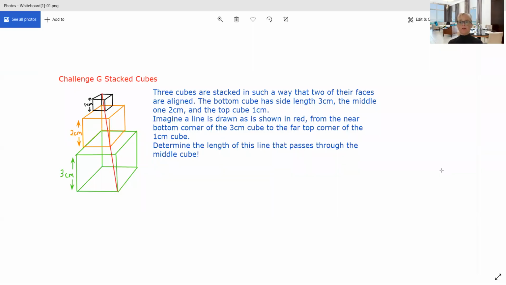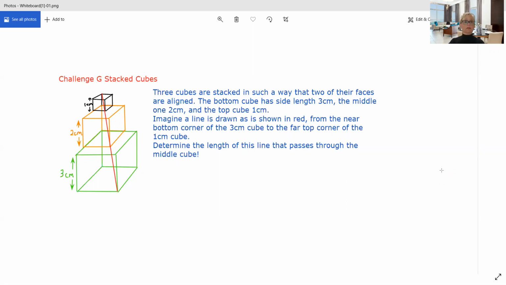J. It's time for another challenge question, and this time I wanted to do something a little bit different. It's a little bit geometrical rather than just algebra, which I normally tend to pick. So we're imagining that we have three cubes that are stacked in a corner, and they're stacked in such a way that two of their faces are aligned.